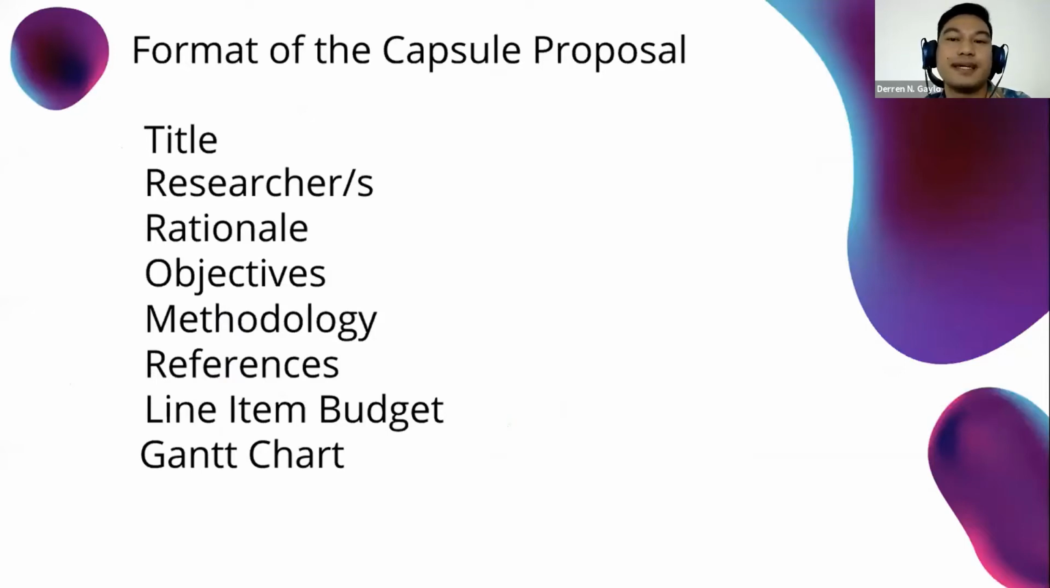So you start with the title, what the study is all about. And then the proponents or the researchers. You can write the lead researcher and the other researchers. And then you also have the rationale, or you can have it as an introduction and not rationale. If you have an introduction, you can add a framework of the study if you want to have a framework. Or if you have a rationale, you can just put the framework in the rationale.